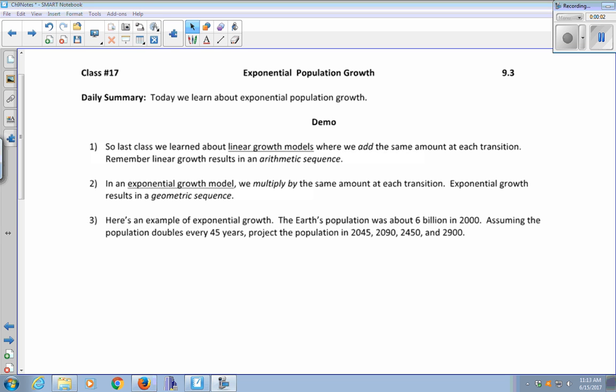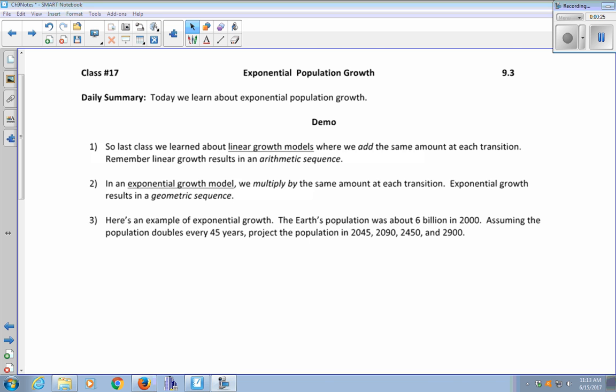Today we learn about another kind of population growth called exponential. So last class we learned about linear growth models where you add the same amount at each transition. Linear growth results in an arithmetic sequence. In an exponential growth model, you multiply by the same amount at each transition. And exponential growth results in a geometric sequence.